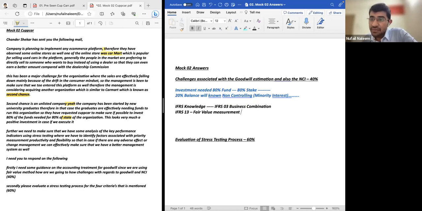IFRS 3 business combination, IFRS 13, which is effectively known as what, students? Fair value measurement. Are you fine with this, students? Can I quickly get a confirmation from you all in the chat box, if you're fine with this IFRS 3 business combination and IFRS 13 fair value measurement? Excellent. Thank you very much.